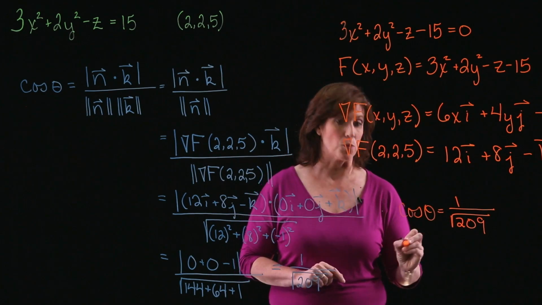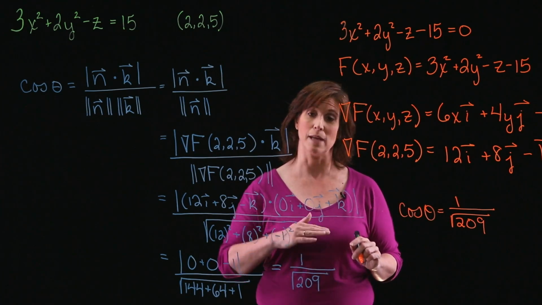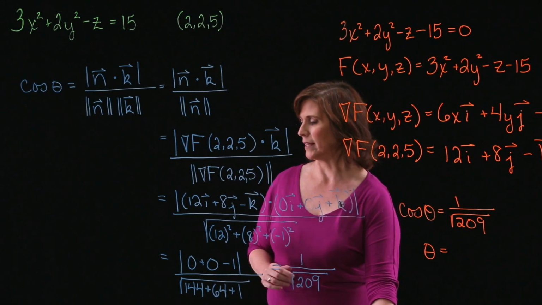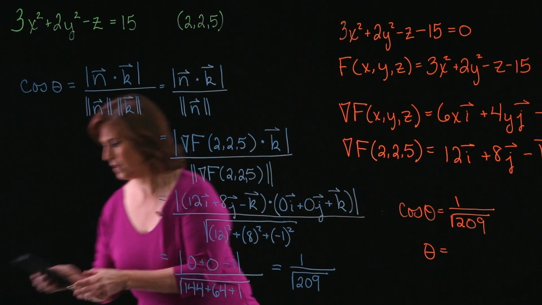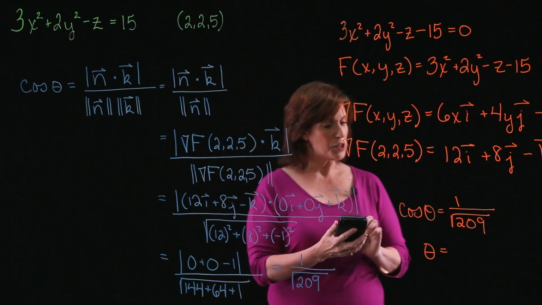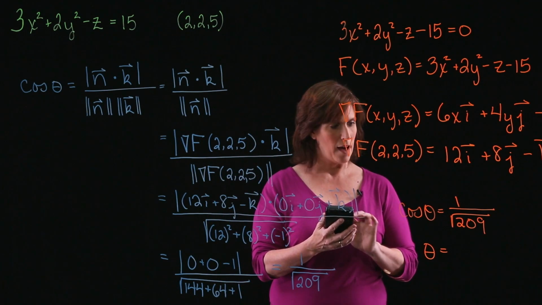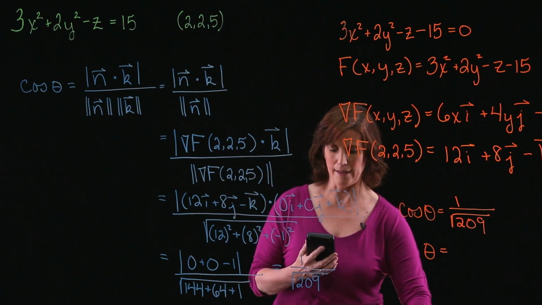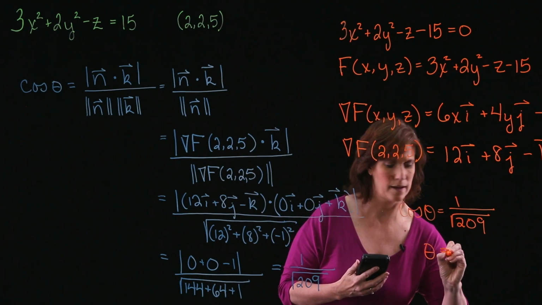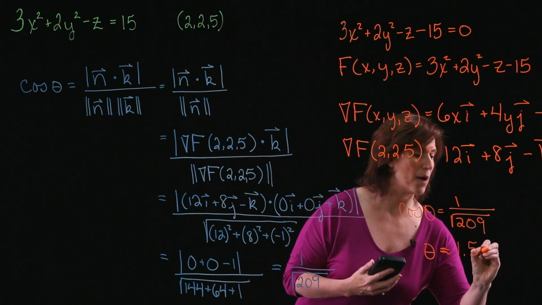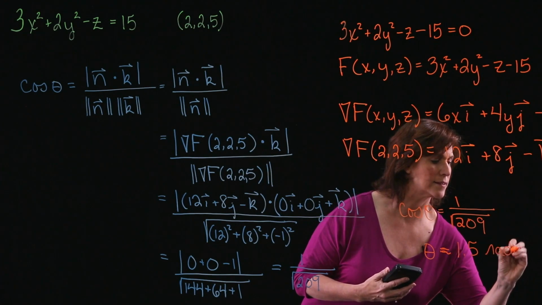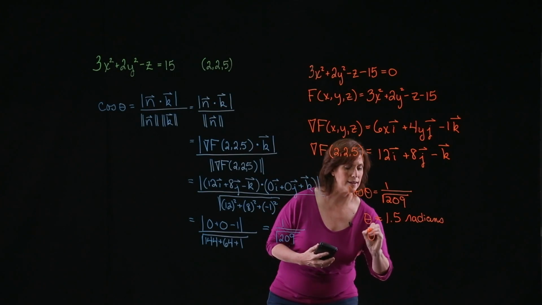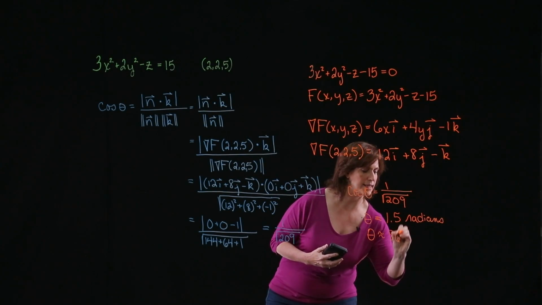I want to figure out what theta is going to be. And I know theta is going to be an acute angle, so something between 0 and pi over 2. So I'm going to go ahead and use my calculator to help me with this. I'll take the inverse cosine of 1 divided by the square root of 209, and I come up with approximately 1.5. And now remember, this is going to be measured in radians. If you prefer, you can convert this to degrees, and theta is approximately 86 degrees.